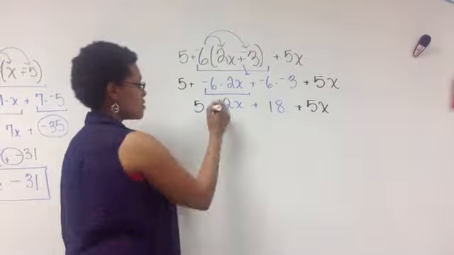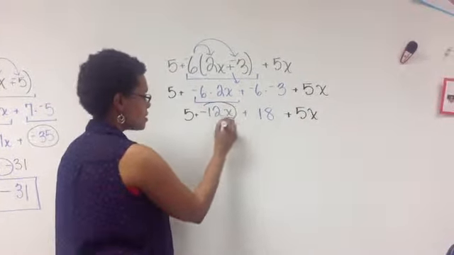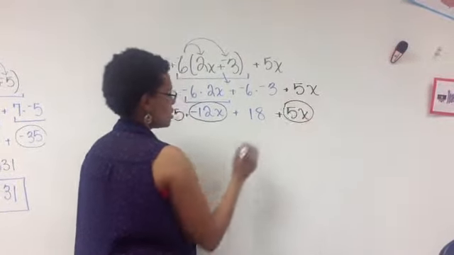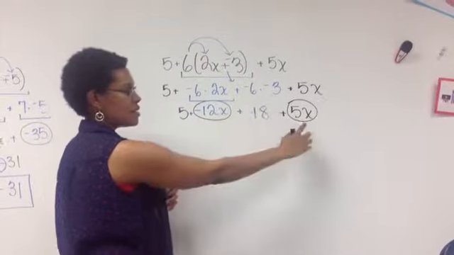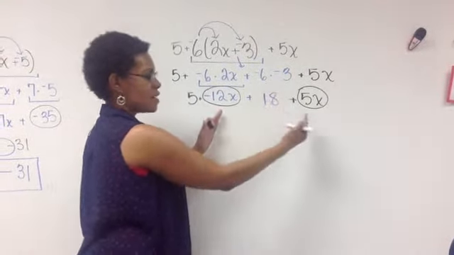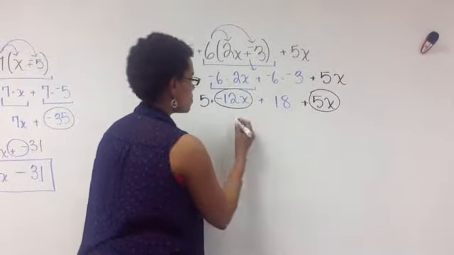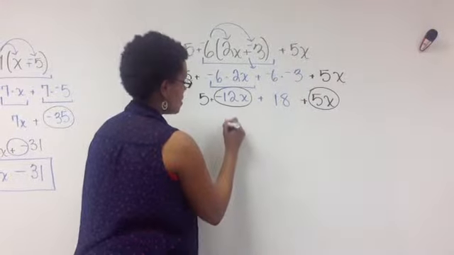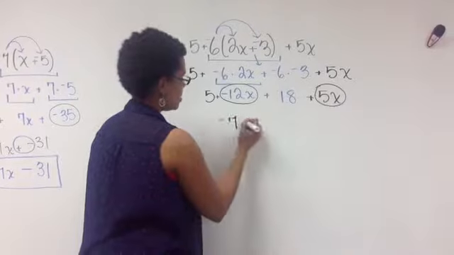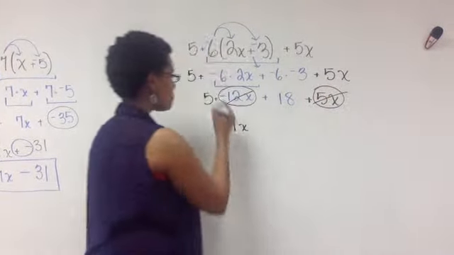Our common terms, or alike terms, are our terms that contain the variable x. Even though everything's addition, we have a negative and a positive, so we have to find the difference between the two. The difference between 12 and 5 is 7. Since there are more negatives than positives, it's going to be a negative 7x. I've used them. Let's cross them out.